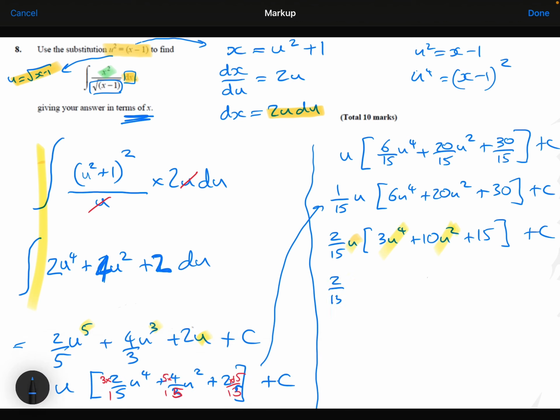So 2 over 15. We've got the x minus 1 to the power of a half. That's replacing the u. We've got 3 lots of the x minus 1 squared, plus 10 lots of the x minus 1, plus 15, plus the c.